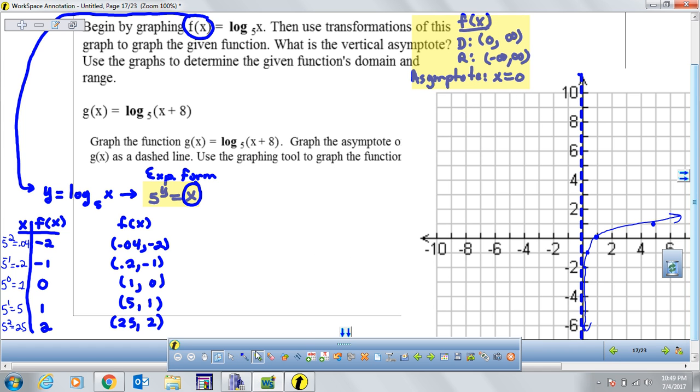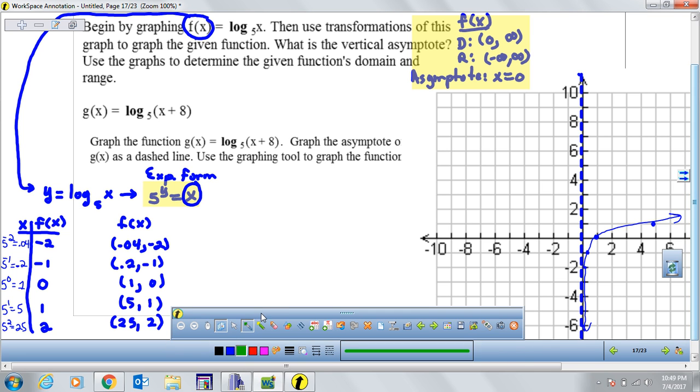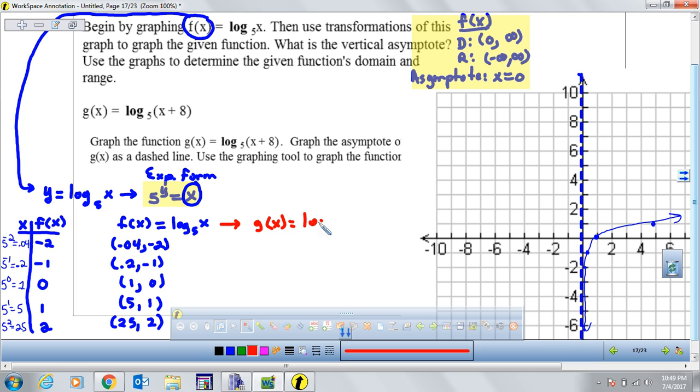Now we need to do the exact same thing, but for g of x. Now I want you to take a look at f of x and compare it to g of x. So f of x is equal to log base 5 of x. Now g of x has the function log base 5 of x plus 8. What is that plus 8 going to have as an effect on the graph? We talked about it before. It's going to shift the graph 8 units to the left, meaning that all of the x values are going to be subtracted 8 units. That's what's going to happen to this. So then we're going to get the new points.